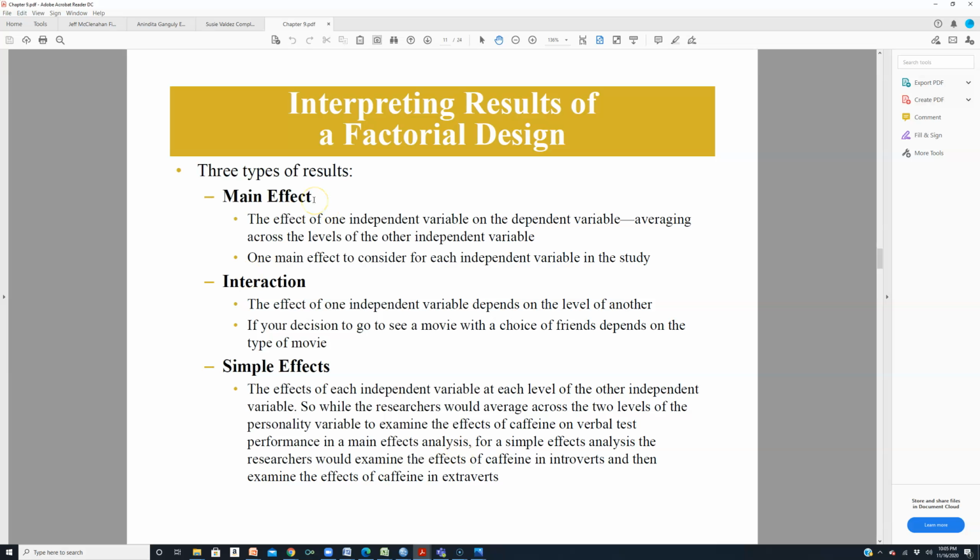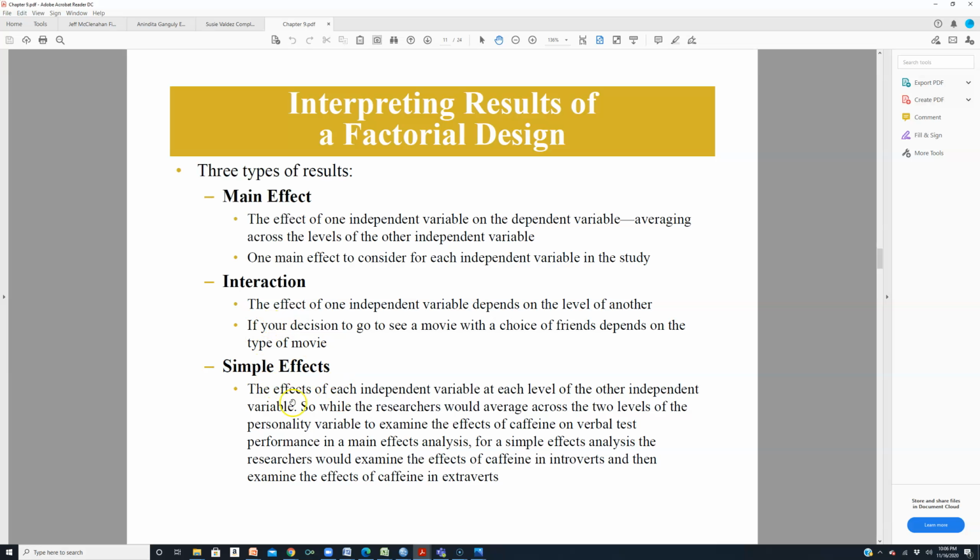Okay, so you have 3 results coming out of a factorial design. A main effect, which is looking at the effect of one IV on the DV as if the other IV doesn't exist. So we're averaging across all levels of the second IV. You have one main effect per variable or per factor. And the interaction is looking at the effect of one variable being influenced by the level or condition of a second variable. And so you have one interaction for every 2 IV combinations.